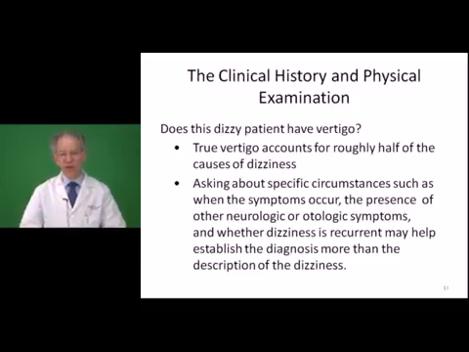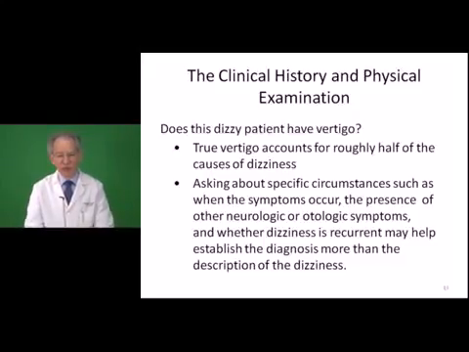Now let's talk about the clinical history and physical examination that can be performed to determine why your patient has dizziness and disequilibrium. First, does your dizzy patient have vertigo? We noted that vertigo is an illusory sensation of motion or surround, sometimes called true vertigo, and this accounts for roughly half of the causes of dizziness. Many patients with dizziness actually do not have vertigo.